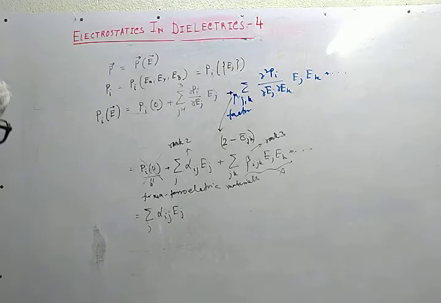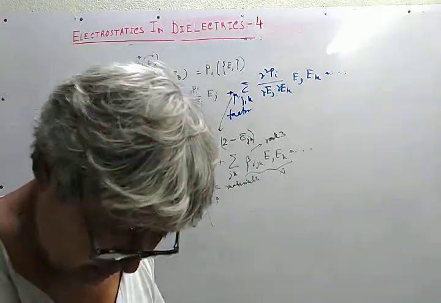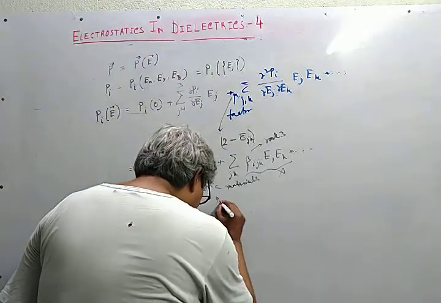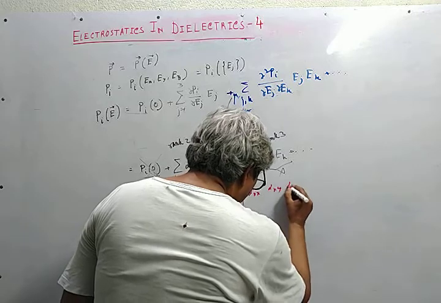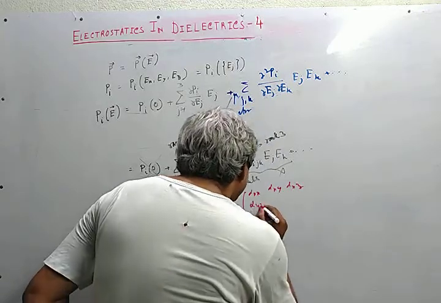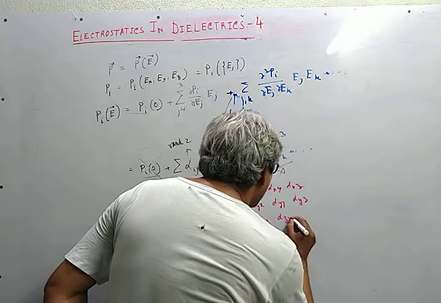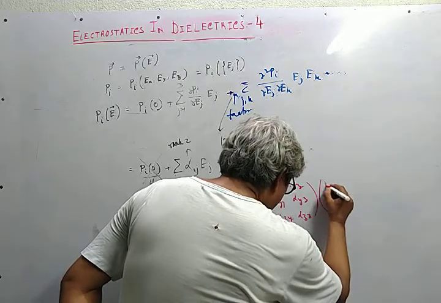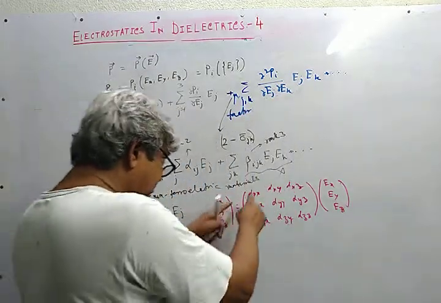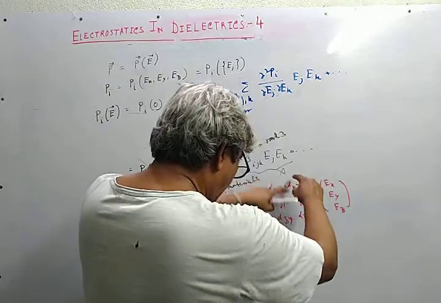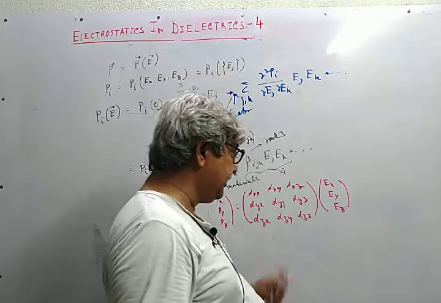If we write it in matrix form, then the relation becomes P_x, P_y, P_z equals the matrix alpha xx, alpha xy, alpha xz, alpha yx, alpha yy, alpha yz, alpha zx, alpha zy, alpha zz, so that P_x is equal to alpha xx E_x plus alpha xy E_y plus alpha xz E_z, which is nothing but this relation. This is known as the polarizability tensor.